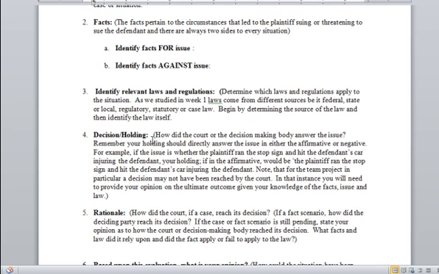If in fact your issue is whether the plaintiff ran the stop sign and hit the defendant's car, injuring the defendant, and the evidence demonstrates that the plaintiff did run the stop sign and hit the defendant's car, your answer or holding would be the plaintiff ran the stop sign and hit the defendant's car, injuring the defendant. That would then be your holding. So what you're doing is just flipping the issue, and you're either answering it in the affirmative, if that's what the facts and the law demonstrate, or you're answering it in the negative. And that's how you mirror the actual issue.